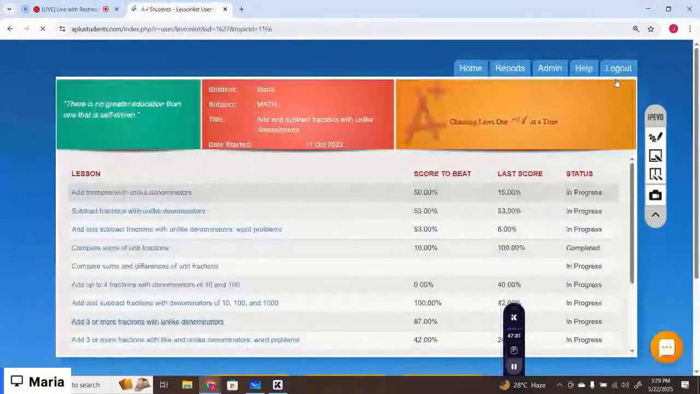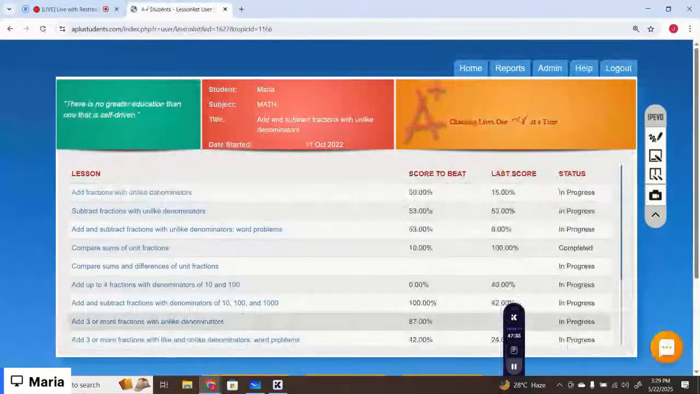The next lesson is add three or more fractions with unlike denominators. Let's just start with the lesson.